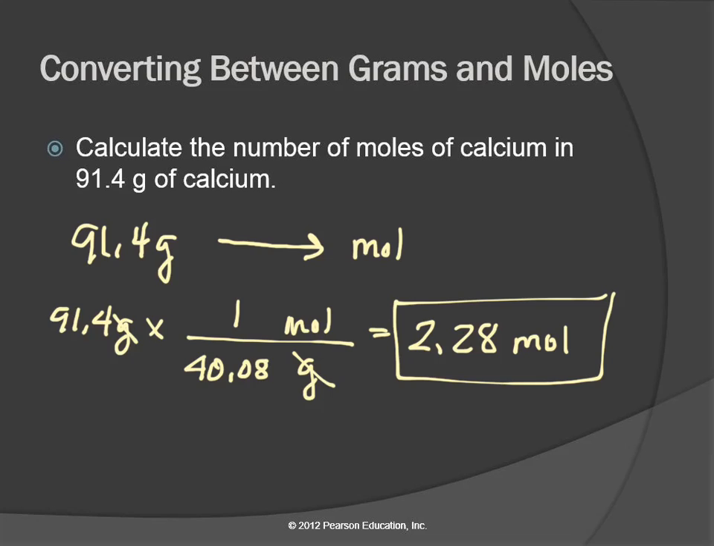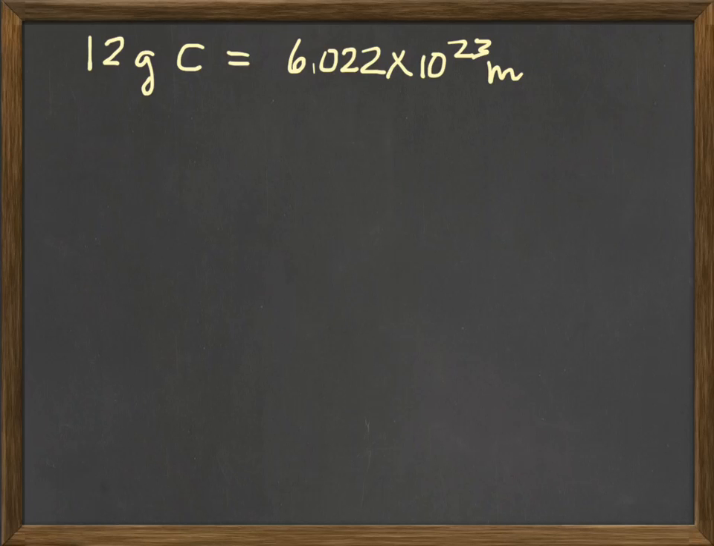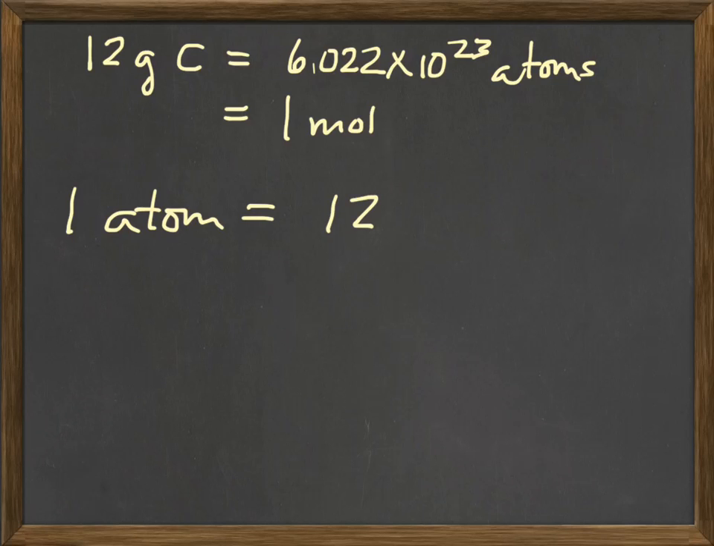Let me try something. Let's see. So 12 grams of carbon is defined as 6.022 times 10 to the 23rd atoms. That equals 1 mole. One carbon-12 atom is equal to 12 atomic mass units. This is not a good thing for me to be doing when my head is swimming.